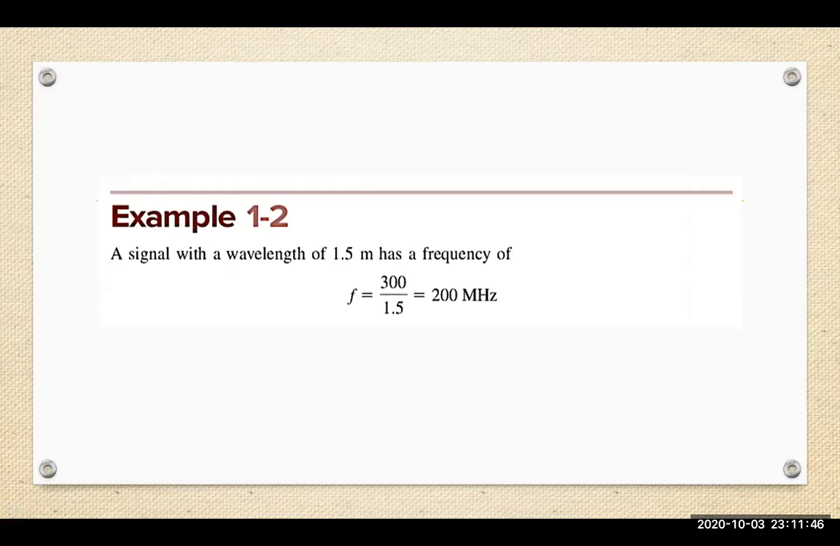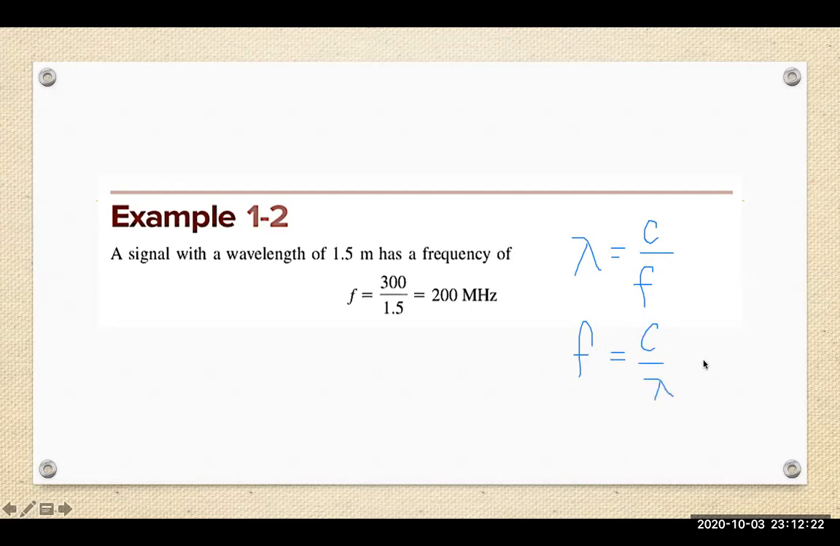Now we have example number 1-2. A signal with a wavelength of 1.5 meters has a frequency of, okay, so we are given a wavelength and we are asked to solve for the frequency. So remember that a wavelength is equal to the speed of light divided by the frequency. So now if you are asked to solve for the frequency, just cross multiply. So frequency is equal to the speed of light divided by the wavelength.